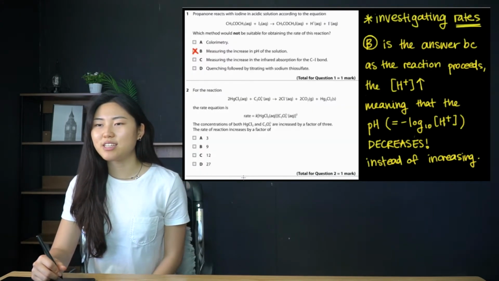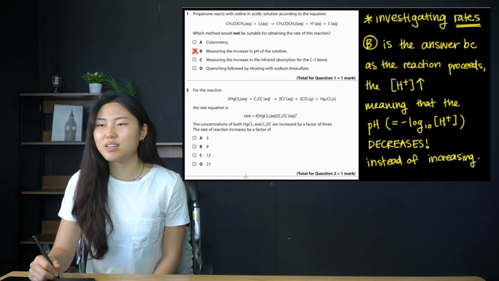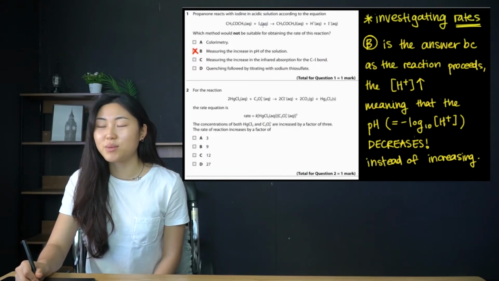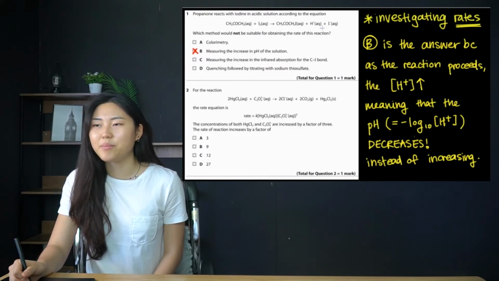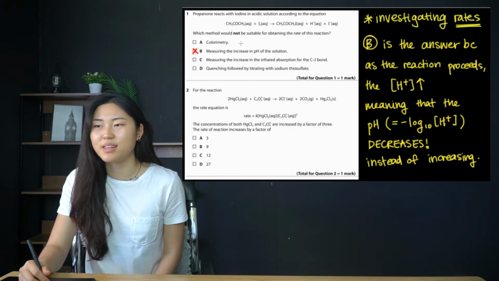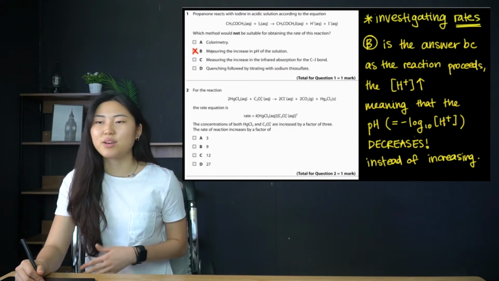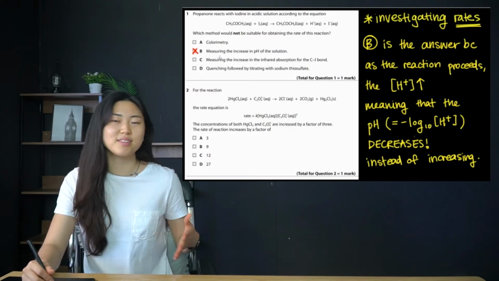So number 1 says propanol reacts with iodine in acidic solution according to the equation. So we are given the equation of propanol reacting with iodine in the acidic solution, and we basically get all our products. So it says which method would not be suitable for obtaining the rate of this reaction. So we're basically looking at the methods that we can use to investigate rates. Okay, so first of all, we have our answer. We're going to discuss what the answer is first.